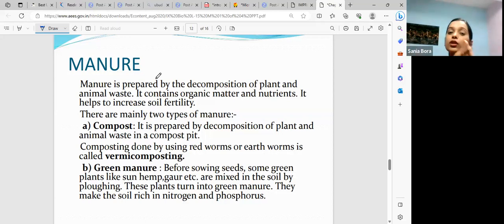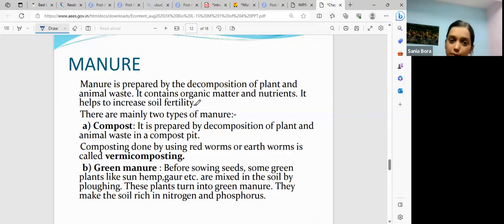Now coming to the next topic, though it comes under that only. It's a subtopic as well as an individual topic. Okay, so manure. What is manure? First of all, manure is prepared by decomposition of plant and animal waste. So you will decompose the plant as well as animal waste, then you will produce the manure. It contains organic matter as well as nutrients. It helps to increase soil fertility. One mark.